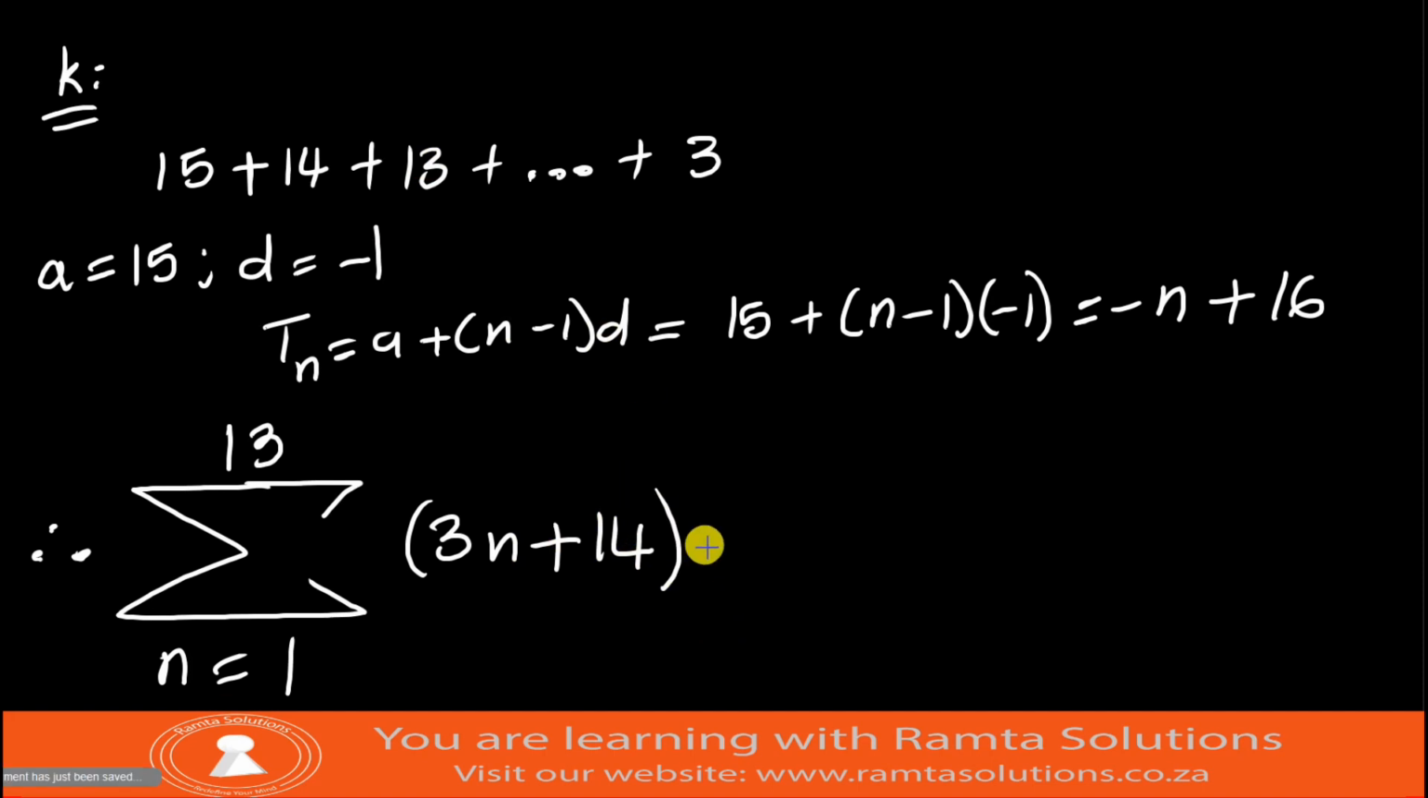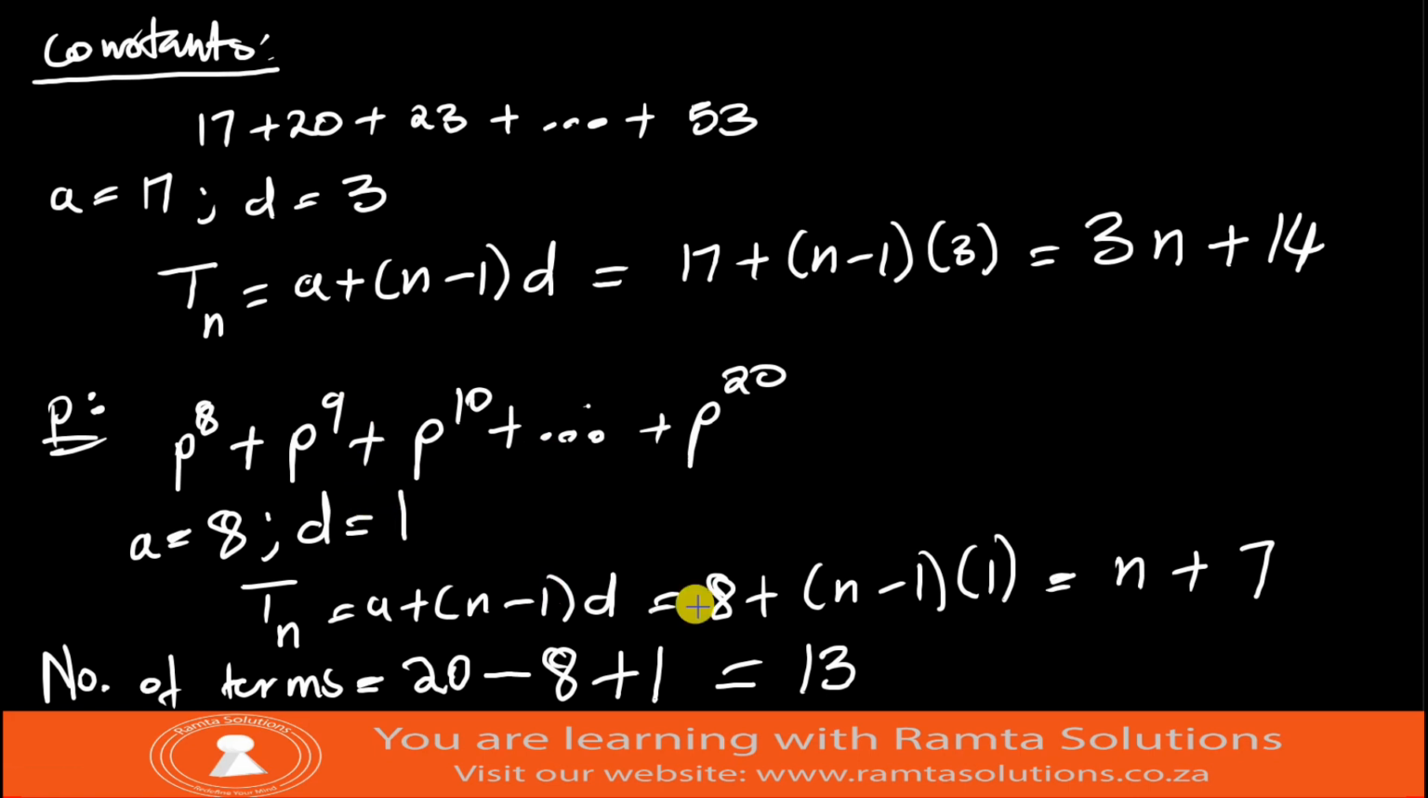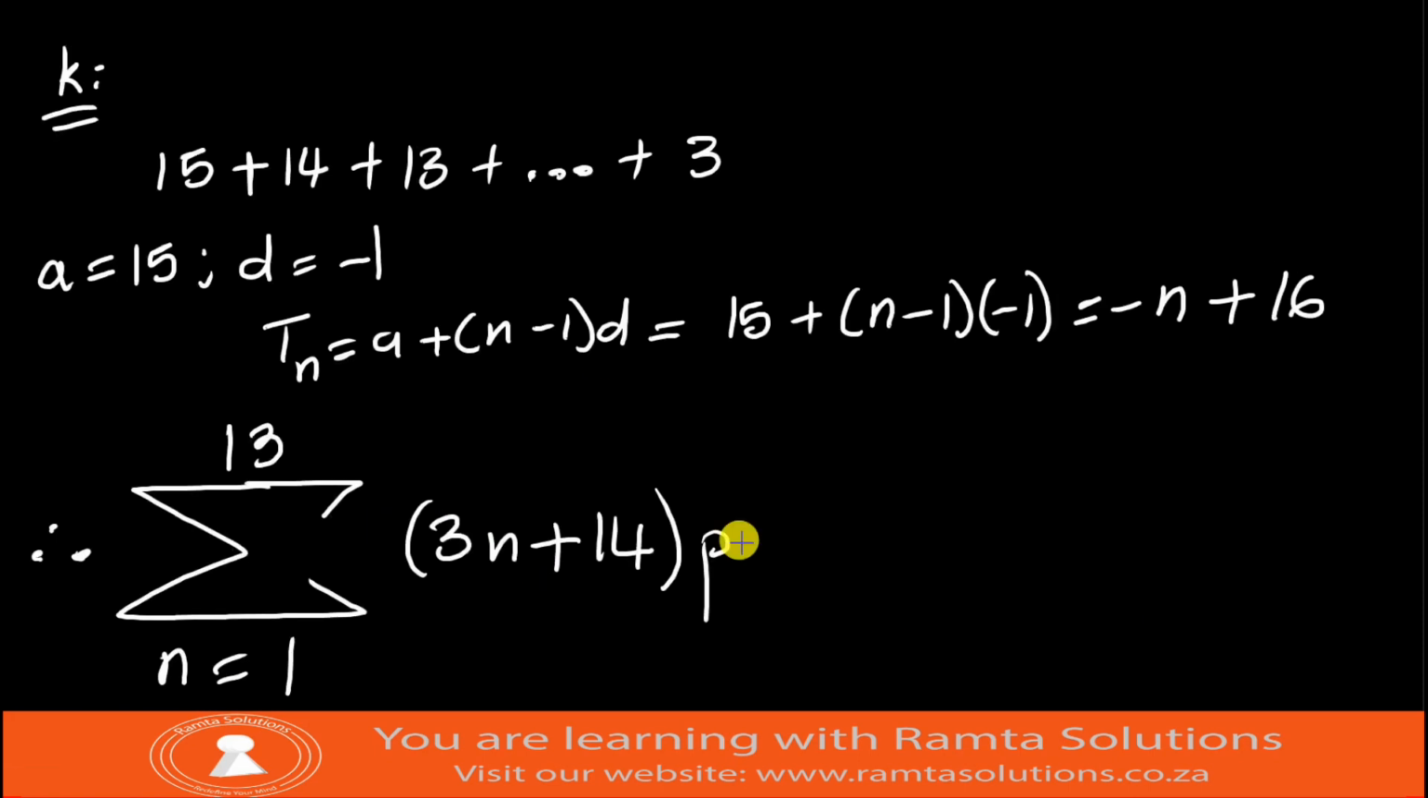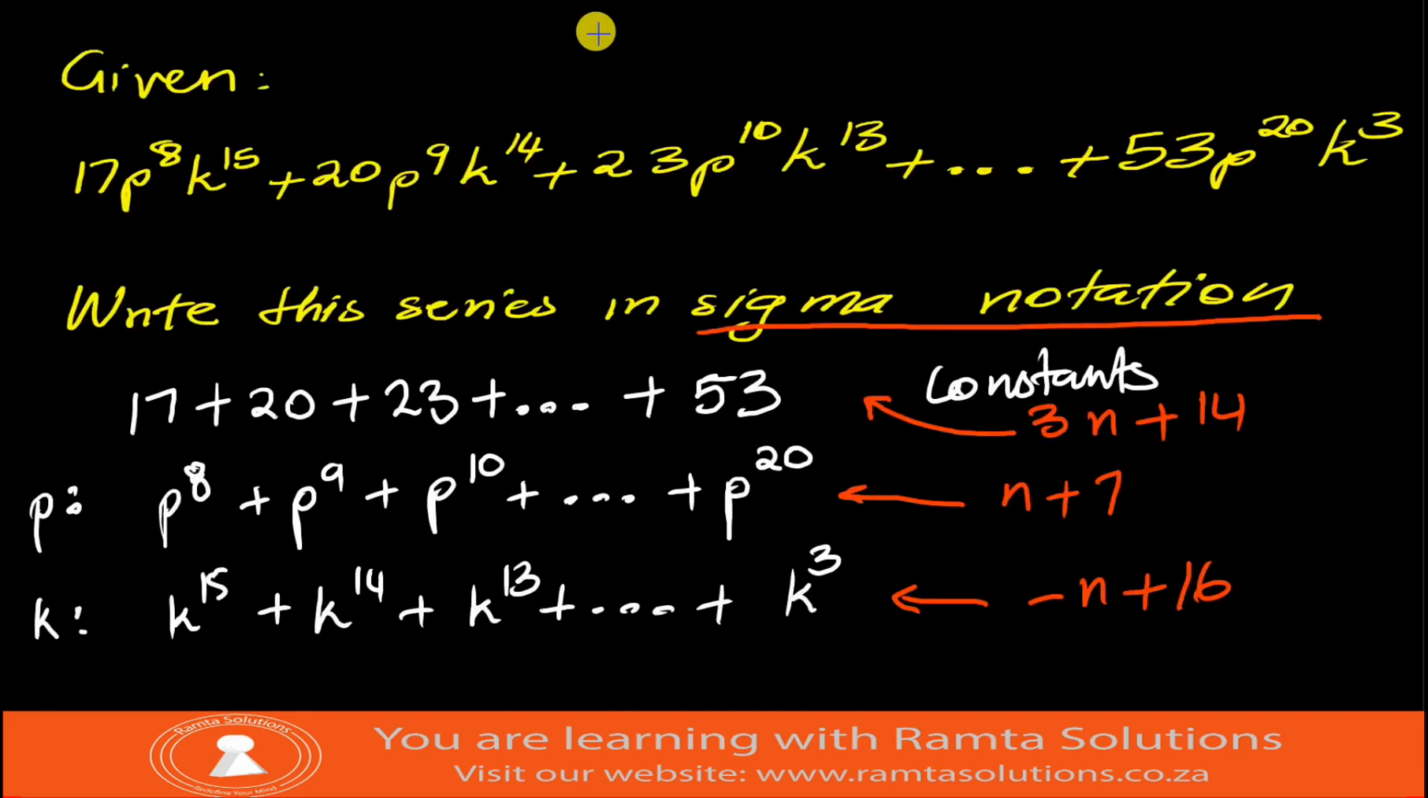And we're moving on to the p. The p had the power n plus 7. And then we move to the k. The k's have the power negative n plus 16. And this is the sigma notation of this series.